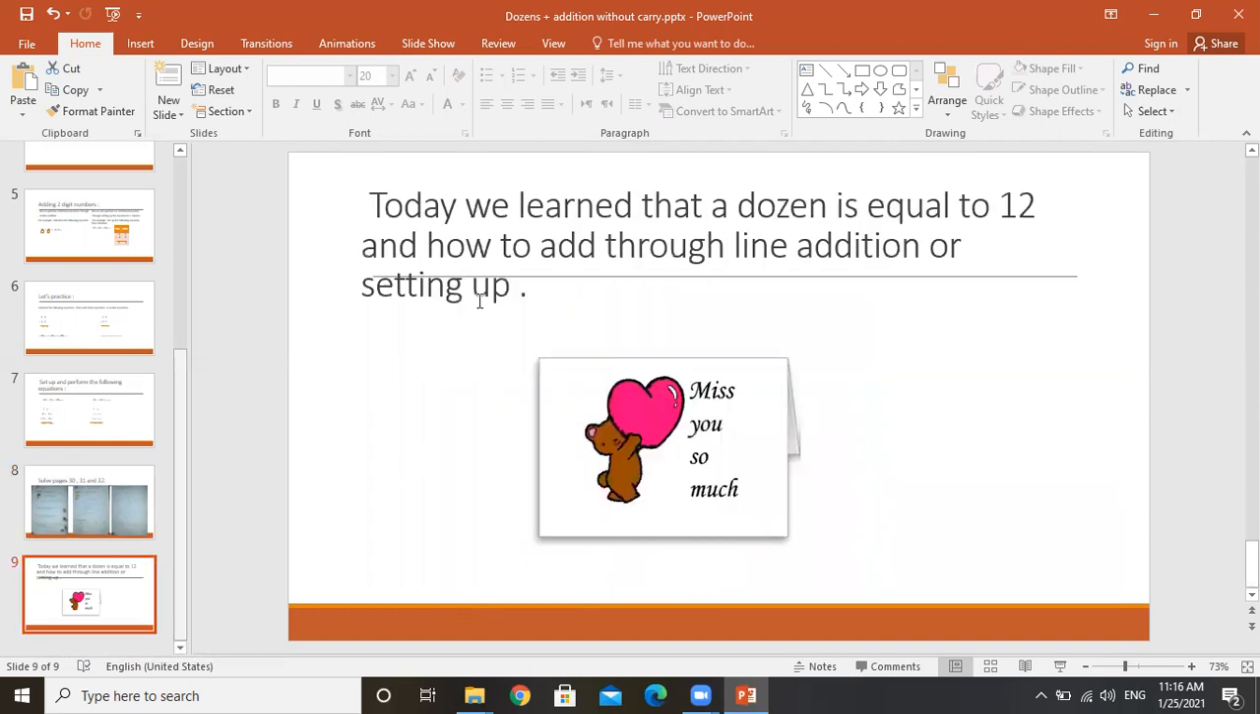Thank you, my lovely students. Today we learned that a dozen is equal to 12 and how to add through line addition or setting up. Thank you.